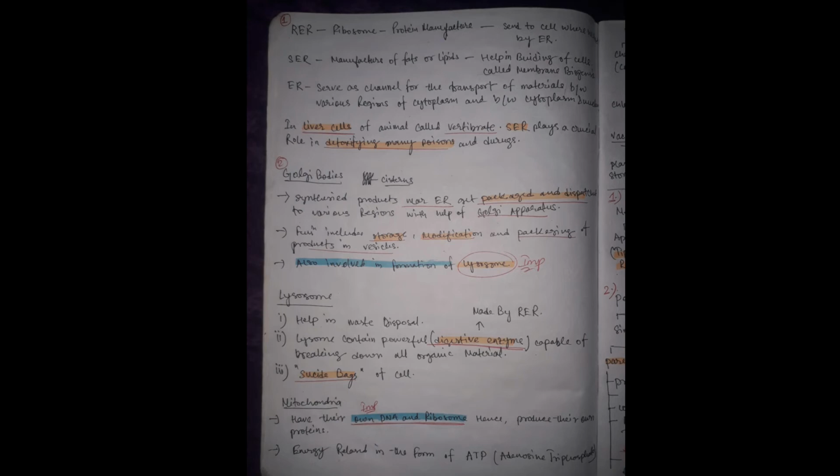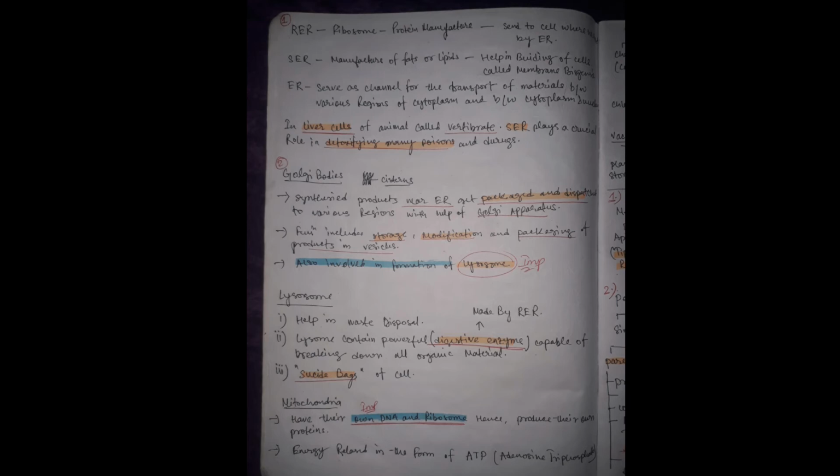Next is smooth endoplasmic reticulum. SER is the site of manufacture of fats and lipids which help in building of cells, called membrane biogenesis. The endoplasmic reticulum serves as a channel for the transport of materials between the various regions of the cytoplasm and between the cytoplasm and nucleus.